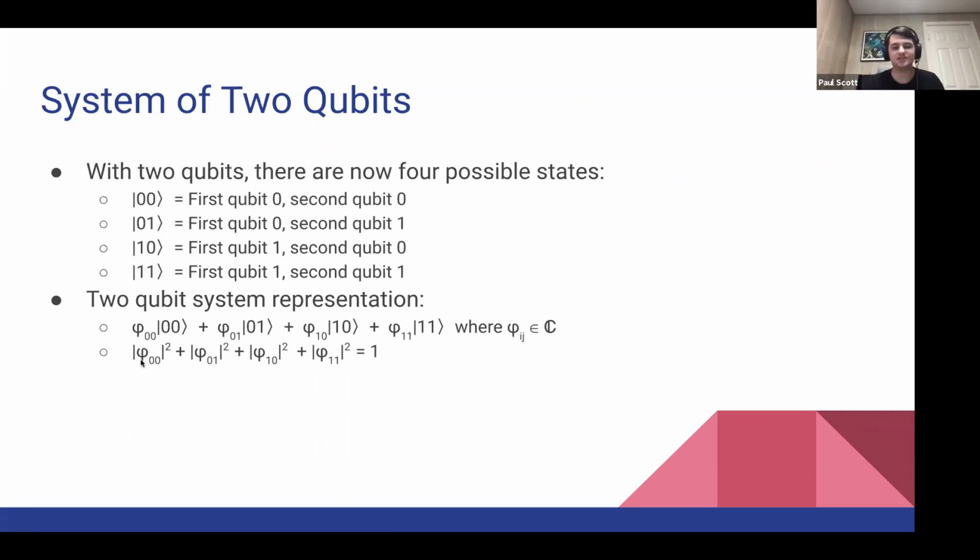And once again, just because of how probability works, if we take the magnitude squared of each of these probability amplitudes and we sum them all up, the result should be 1, because there's 4 possible states. If we take the probabilities of all of those possible states and add them together, they should equal 100%. They should be 1.